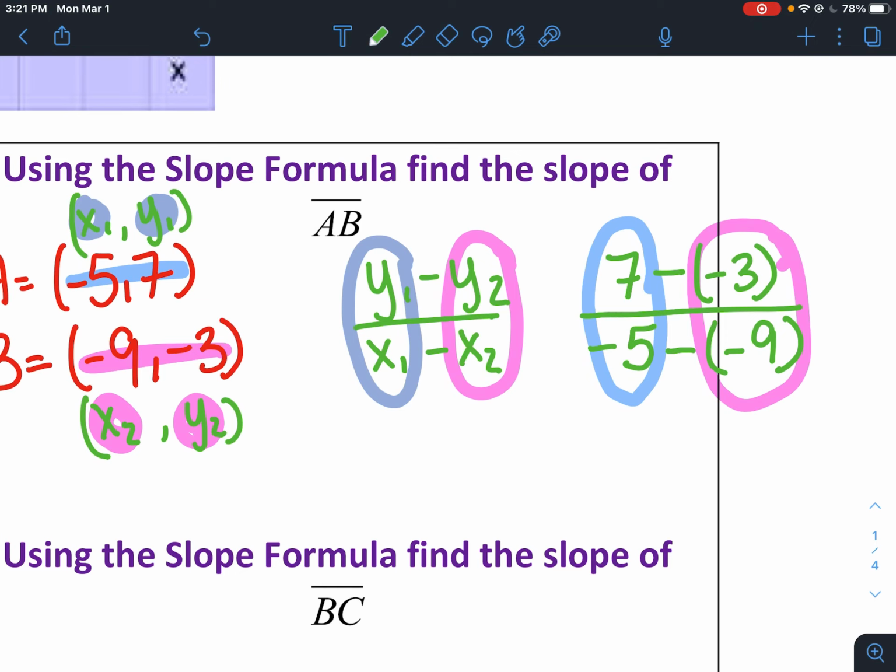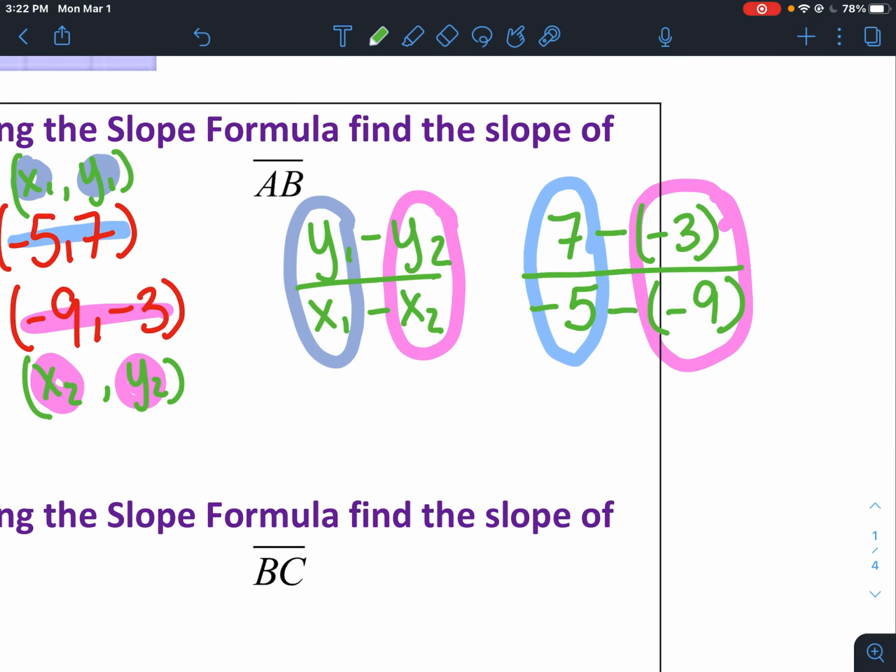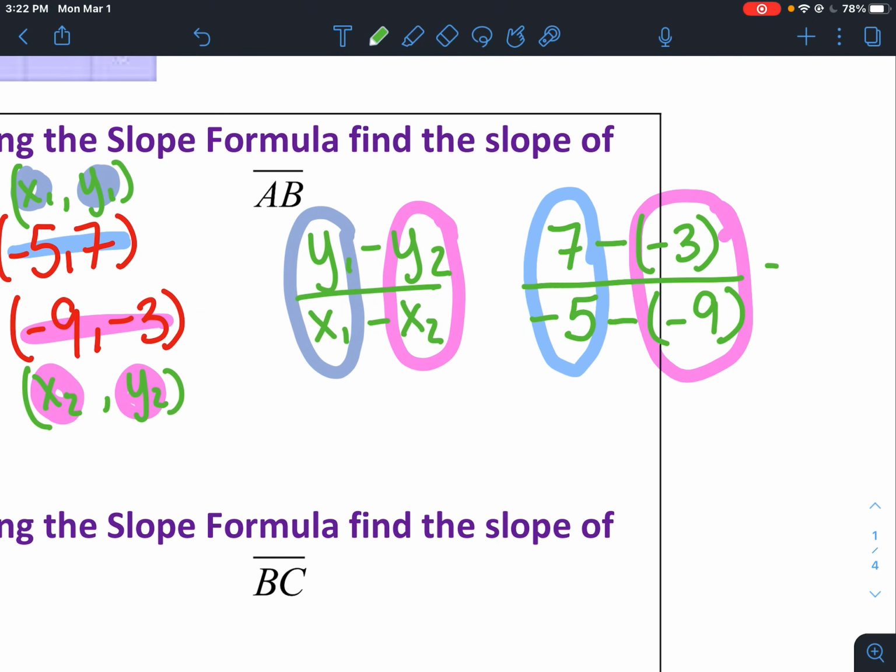Now I can do the math. We have 7 minus -3. That's the same as 7 plus 3. And -5 minus -9, -5 plus 9. So minus a negative is the same thing as plus. 7 plus 3 is 10. -5 plus 9 is 4. Both are even numbers, so I can reduce the top and bottom by 2, and I'll get 5 over 2.